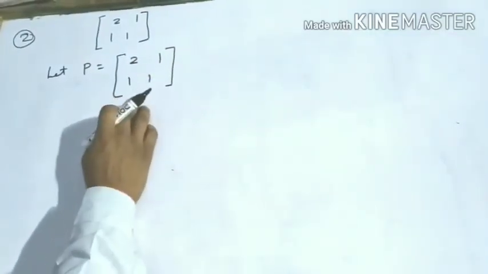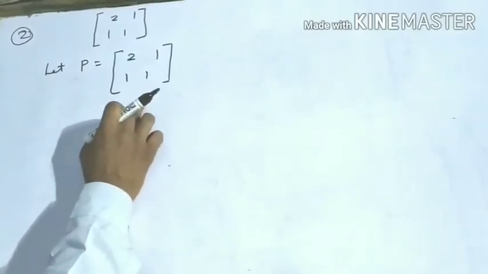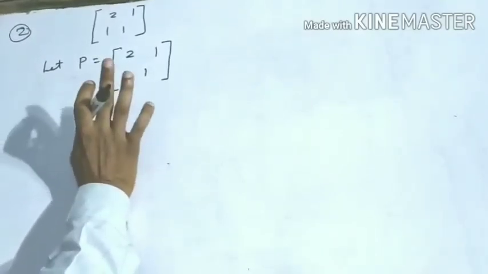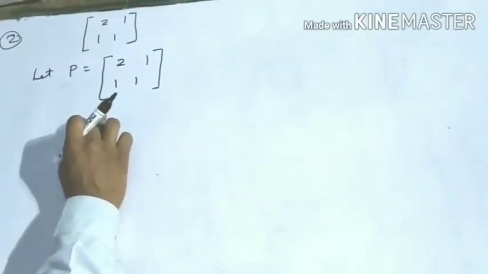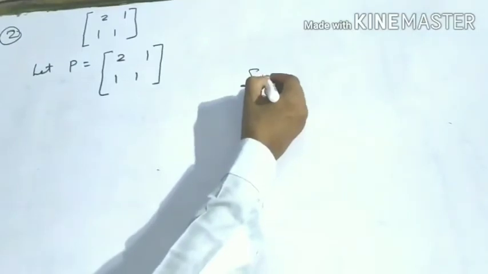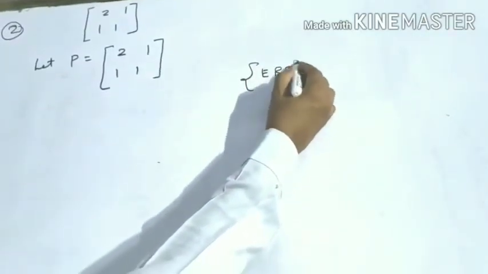This is given: 2, 1, 1, 1. And we want to find the inverse of this. So let P be equal to 2, 1, 1, 1. For finding the inverse of this matrix P, either we apply the elementary row transformation or the elementary column transformation. Let us discuss in this problem. We are going to apply the elementary row transformation.